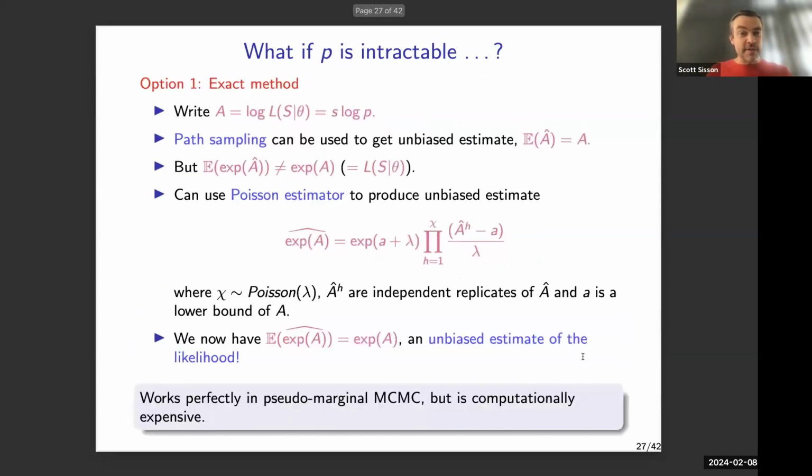I'm just going to skim over this. There were 2 methods. The first method is exact. It's going to give us exactly what we want. There are 2 steps. First of all, we write the log of the term that we're interested in working with, so s log p. We then use an estimator to estimate this thing unbiasedly, and we use something called path sampling. You can look it up. It's an interesting method that will give us an unbiased estimate of s times log of p.